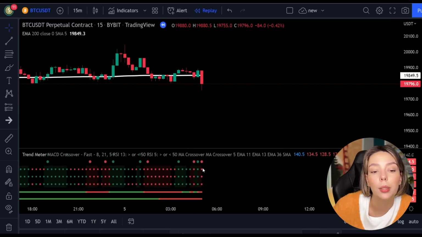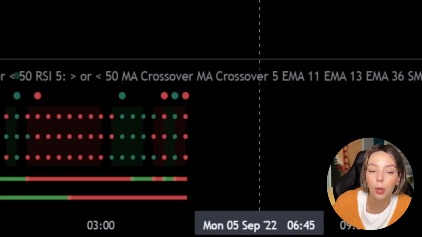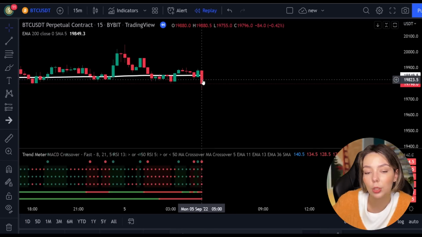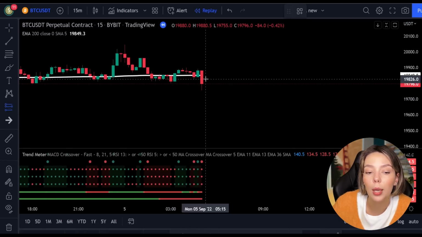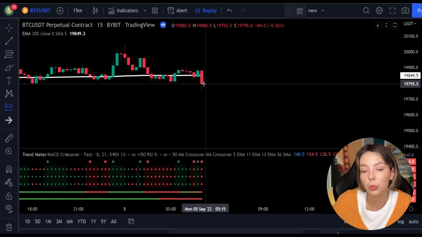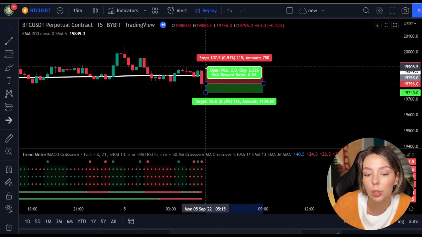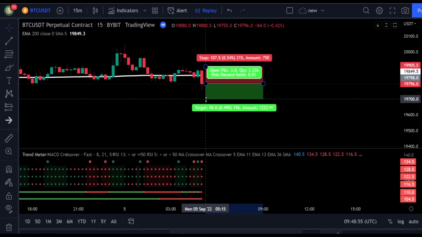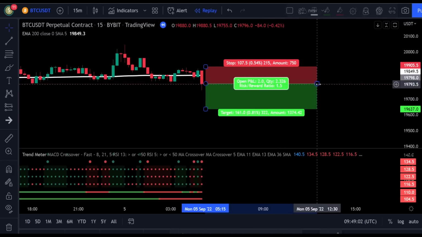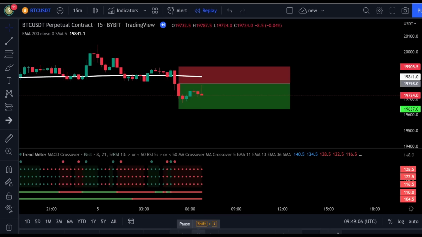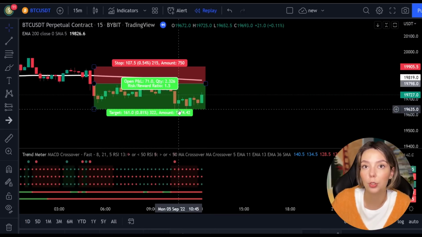Now we will take a look at an example for a short trade. Here we can see that all the dots and lines are red over here and the price action is below the 200 EMA. So this will be a good short trade. We would get in at the next candle and put our stop loss above the recent swing high, keeping our risk to reward ratio 1 to 1.5. So this position closes in profit too.